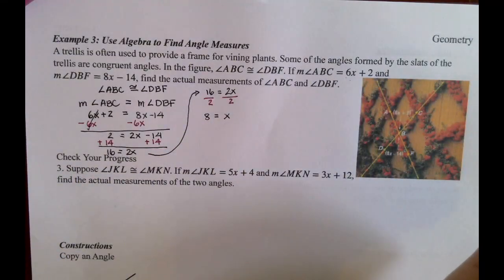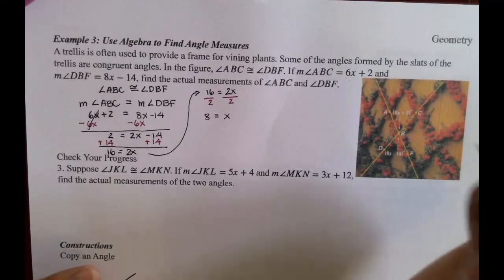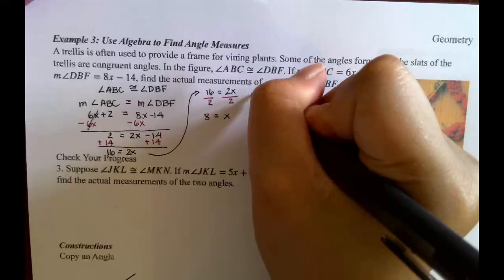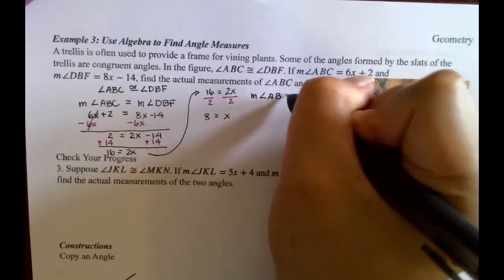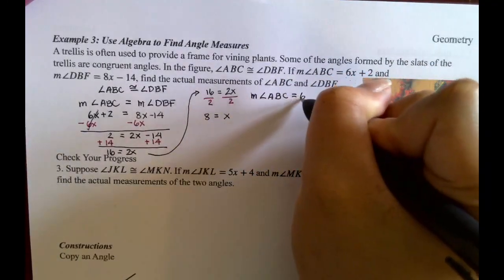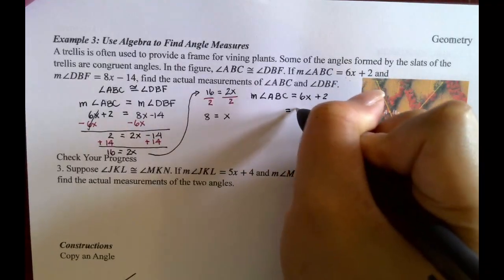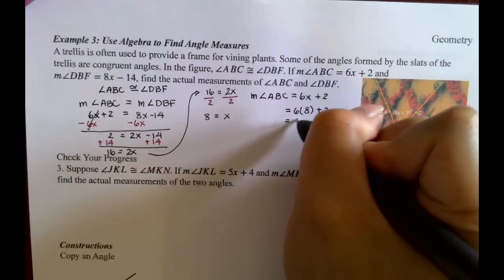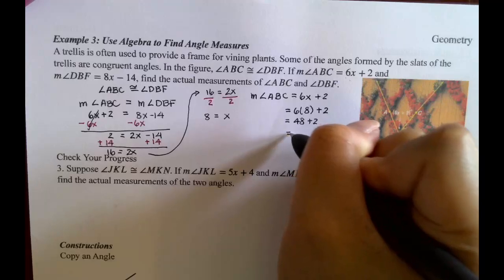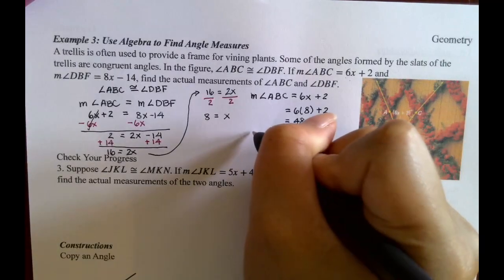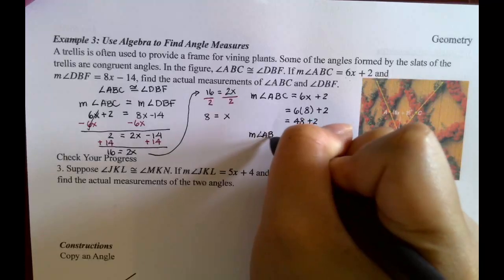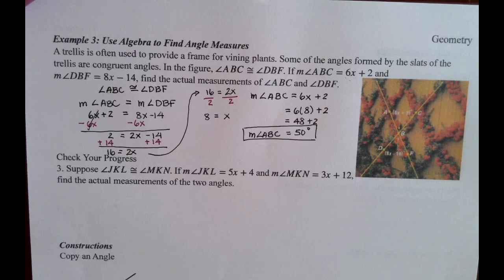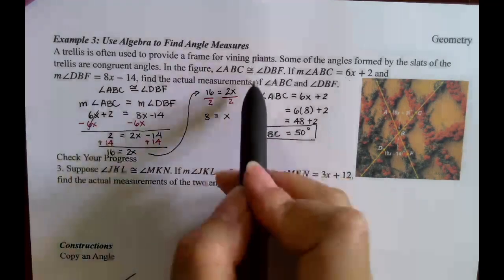However, it didn't ask me to find what x is. It asked me to find what ABC and DBF is. So I know the measure of angle ABC is 6x plus 2. Now that I know that x is 8, I can substitute it in. 6 times 8 is 48, and 48 plus 2 is 50. So the measure of angle ABC is 50 degrees. I automatically know that DBF should also be 50 since they are congruent.